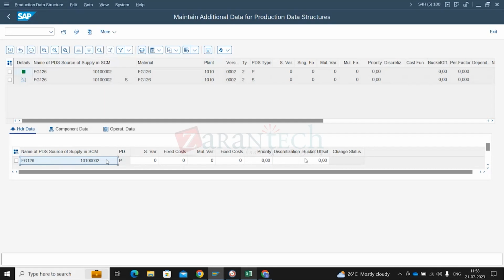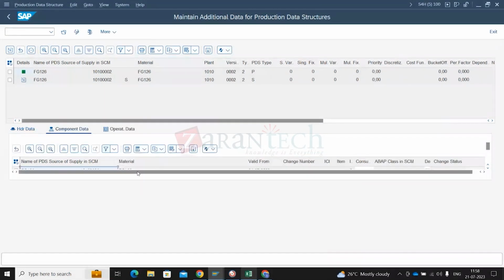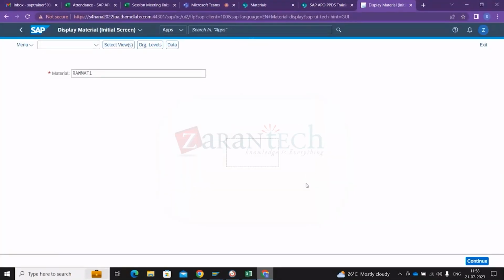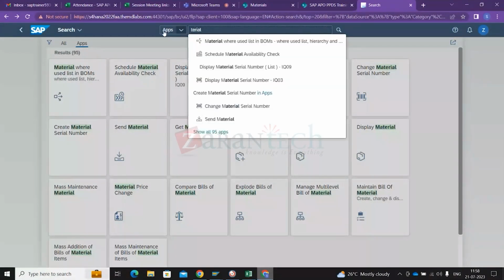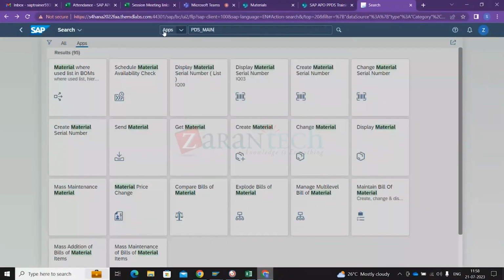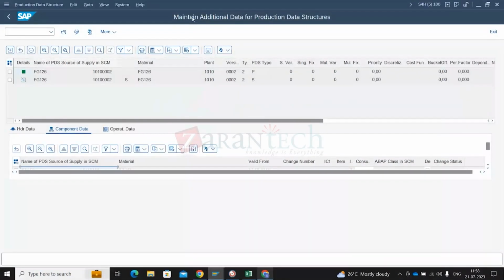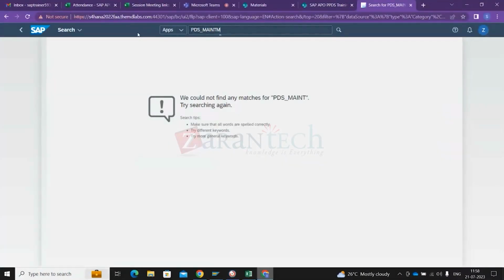Header data says everything is okay, types okay, component data says what. This is a very bad GUI actually. Please find out if there is an option to see this on the web app, and let me check that right now. You can also try to search based on the transaction codes, by the way. Okay. PDS underscore, meant to be seat. No. So maintain additional data, maybe.